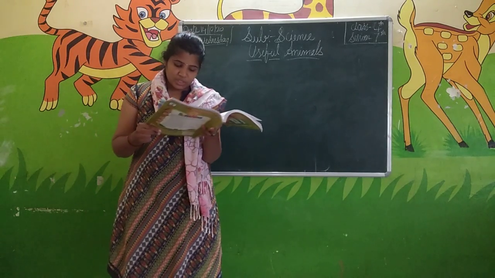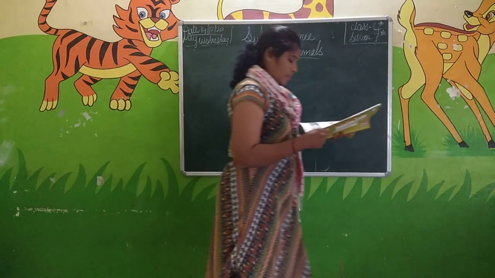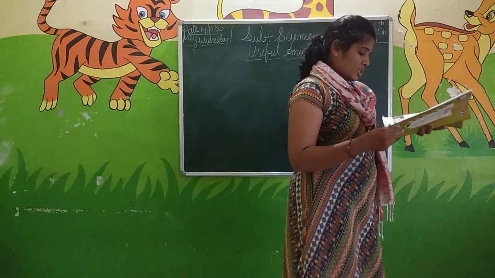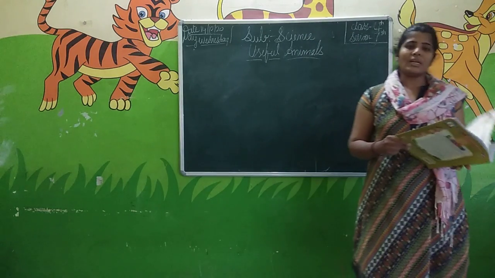Silk is obtained from silkworms. From where is silk obtained? It is obtained from the silkworms. The rearing of silkworms for obtaining silk is called what? Sericulture. Farming of the silkworm is called what?